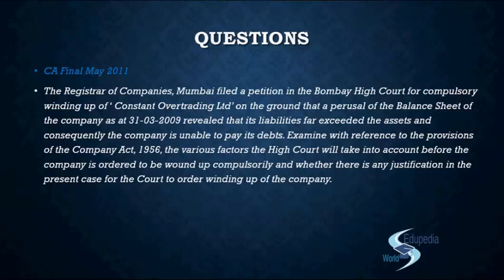So what is the requirement of the question? It says, examine with reference to the provisions of the Companies Act 1956 the various factors the High Court will take into account before the company is ordered to be wound up compulsorily, and whether there is any justification in the present case for the court to order winding up of the company. So this question pertains to your section 433, right? It basically pertains to ground number 5, company unable to pay its debt.